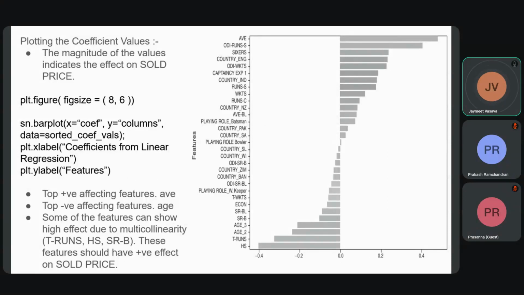But apart from that, you can also see that test runs and high scores, T runs for test runs and HS for high score, are values that should actually positively impact the player, but are shown as negatively impacting it. This can be due to multicollinearity. So let's see how to address it.